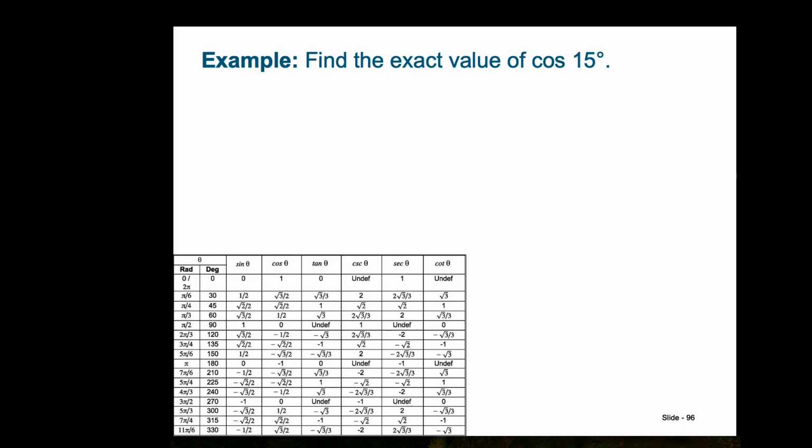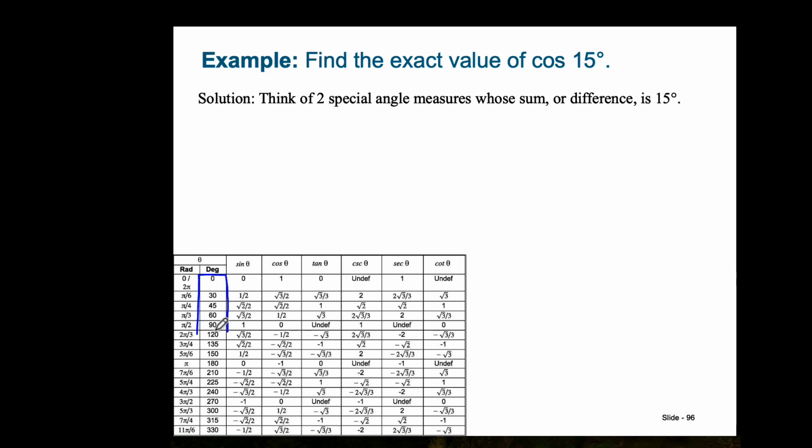Find the exact value of cosine of 15 degrees. All right, put a little snapshot of our table here, and if we go over here to the degrees, and we look for 15, we're not going to find 15 degrees here. Why? It's not a special angle, 30, 45, 60 in any of the quadrants, and it's not a quadrantal angle. So what we want to do is think of two special angle measures whose sum or difference is 15 degrees. So we're going to use this column here, and we want to find two. Choose two whose sum or difference is 15 degrees.